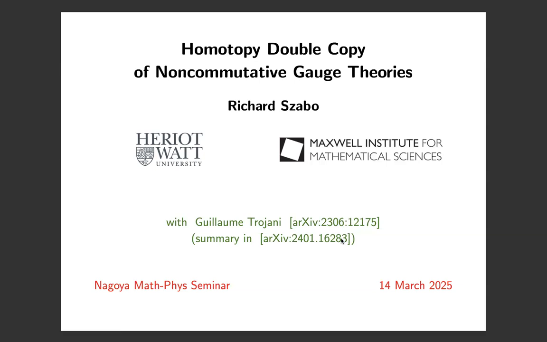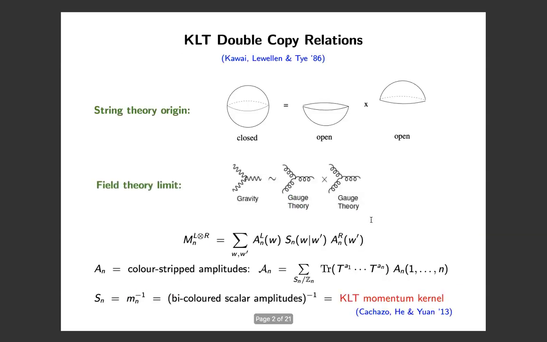But I'm just going to get right into it, start explaining the background and the type of problem that I'm interested in here. This talk is about the double copy, which I'm sure most of you have heard about, and I'll try to explain a little bit about what that is.